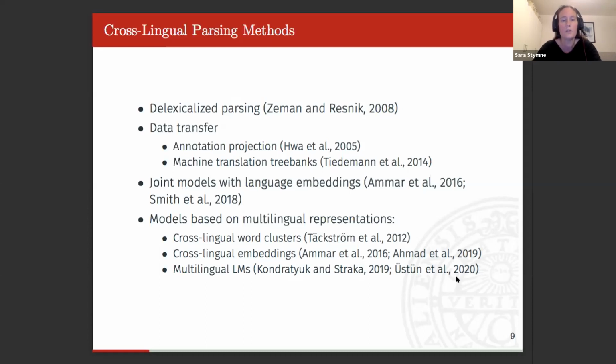Another type of strategy is different types of data transfer. So the idea then is that you transfer the annotations to a target language, and then you can train the parser directly on the target language. And there are different approaches for how to transfer annotation. So one is annotation projection. So the idea then is that you have some parallel data.